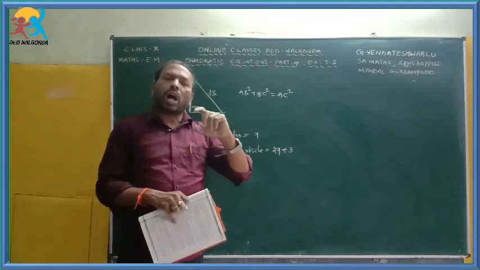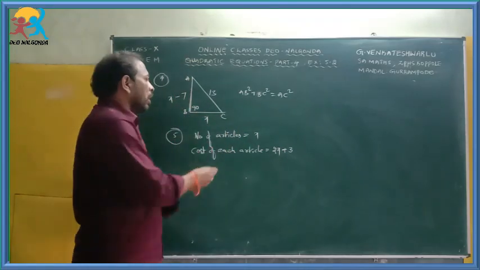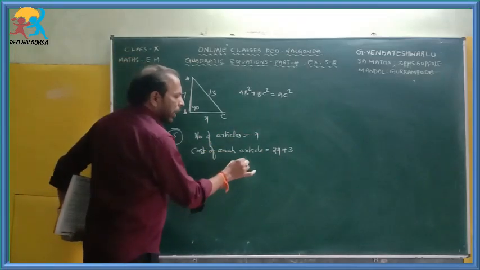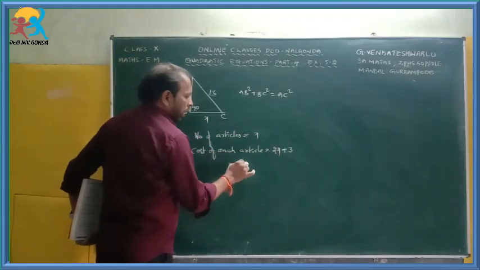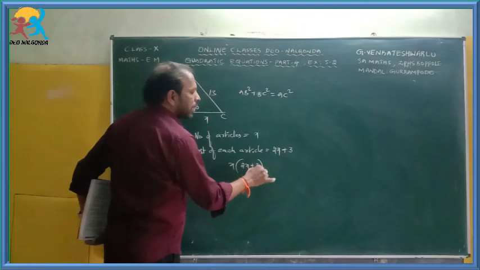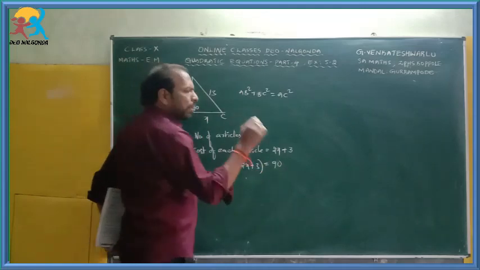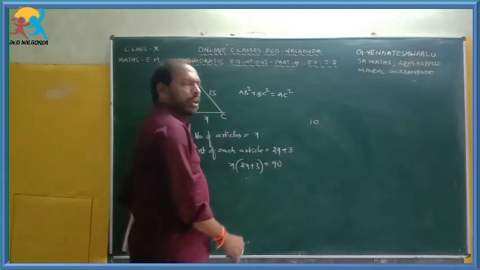90 rupees. So the total cost of production is 90, which means the number of articles into the cost of each article is equal to 90. For example, they are producing 10 articles.